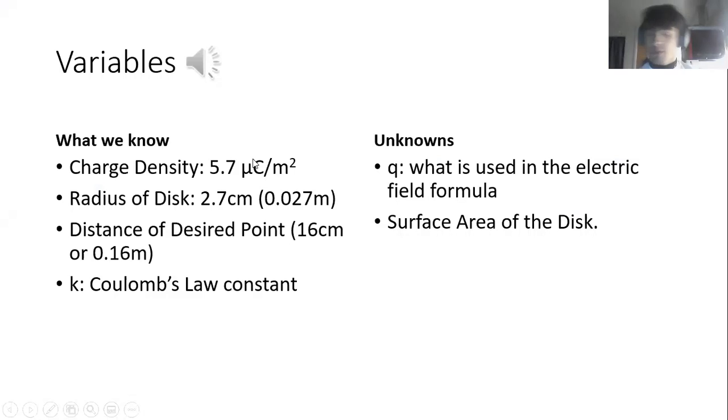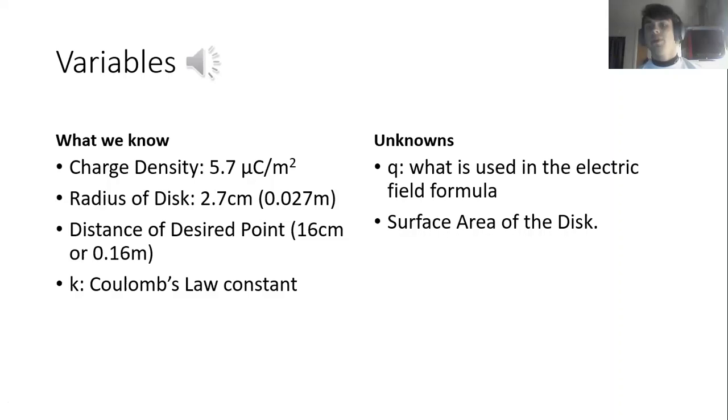So I think the best way to start with this problem is to list what we know and what we don't know, so the variables. We know the charge density is 5.7 microcoulombs per meter squared. We know the radius of the disk is 2.7 centimeters or 0.027 meters. It's really important to use meters when solving this problem. We know the distance of the desired point away from the disk on the central axis is 16 centimeters or 0.16 meters. We also know Coulomb's law constant. We just learned that in class.